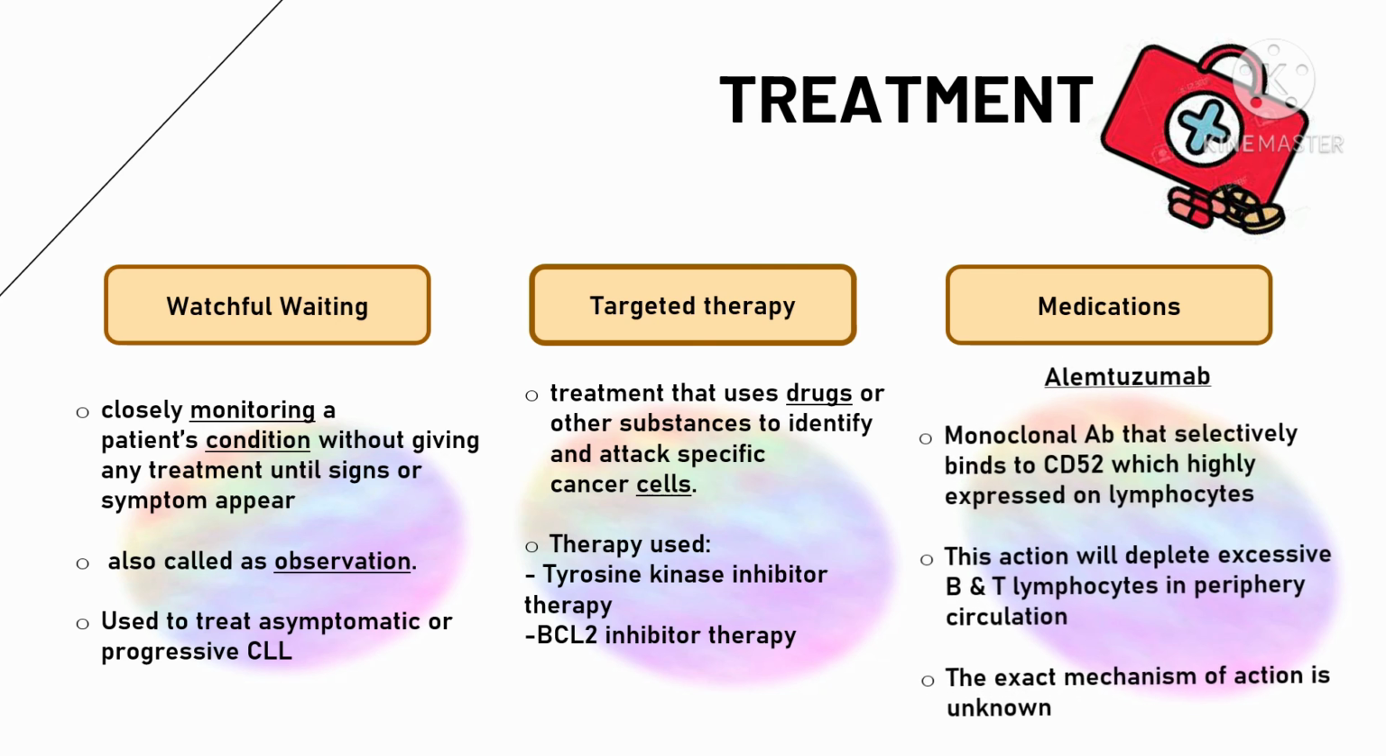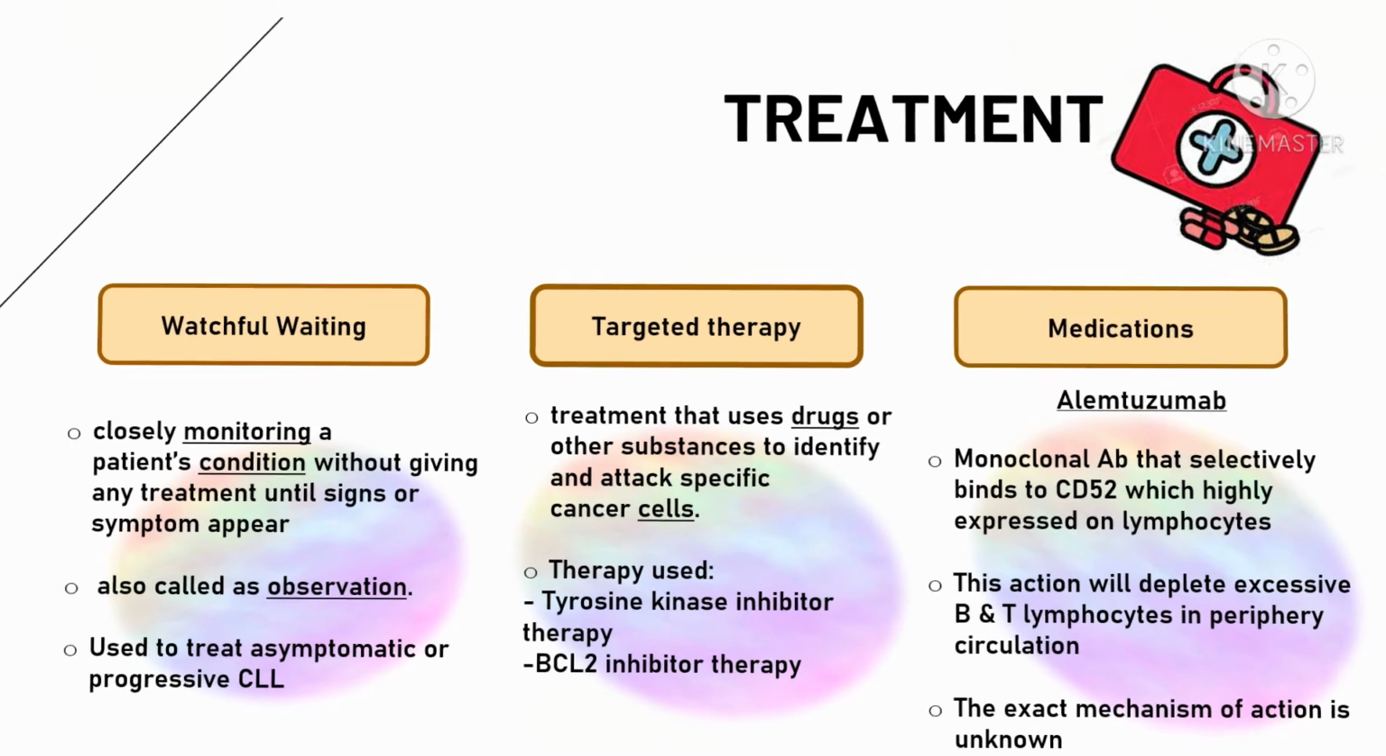Medications. Alemtuzumab is a monoclonal antibody that selectively binds to CD52, which is highly expressed on lymphocytes, and this action will deplete excessive B and T lymphocytes in peripheral circulation. Unfortunately, the exact mechanism of this medication is unknown.